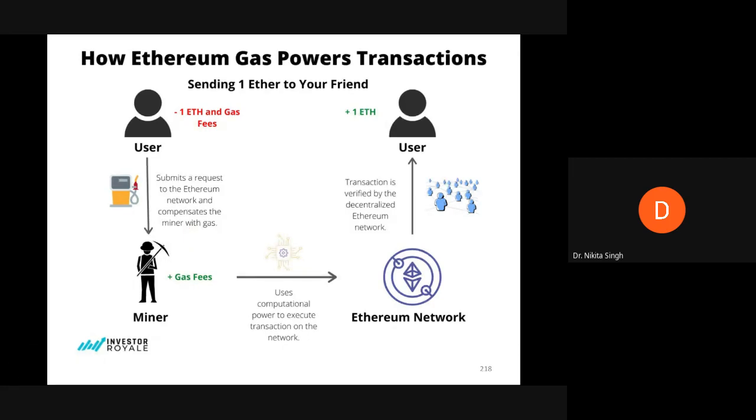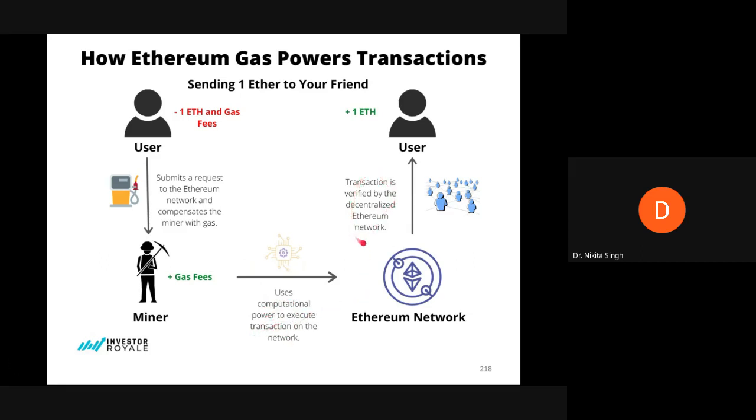If you pay a smaller fee, then chances are that it may take a longer amount of time for your transaction to be selected for inclusion in a block. So now what the miner will do is club up a certain number of transactions. It will solve the proof of work, the computational puzzle. That is, it uses computational power to execute the transaction on the network.